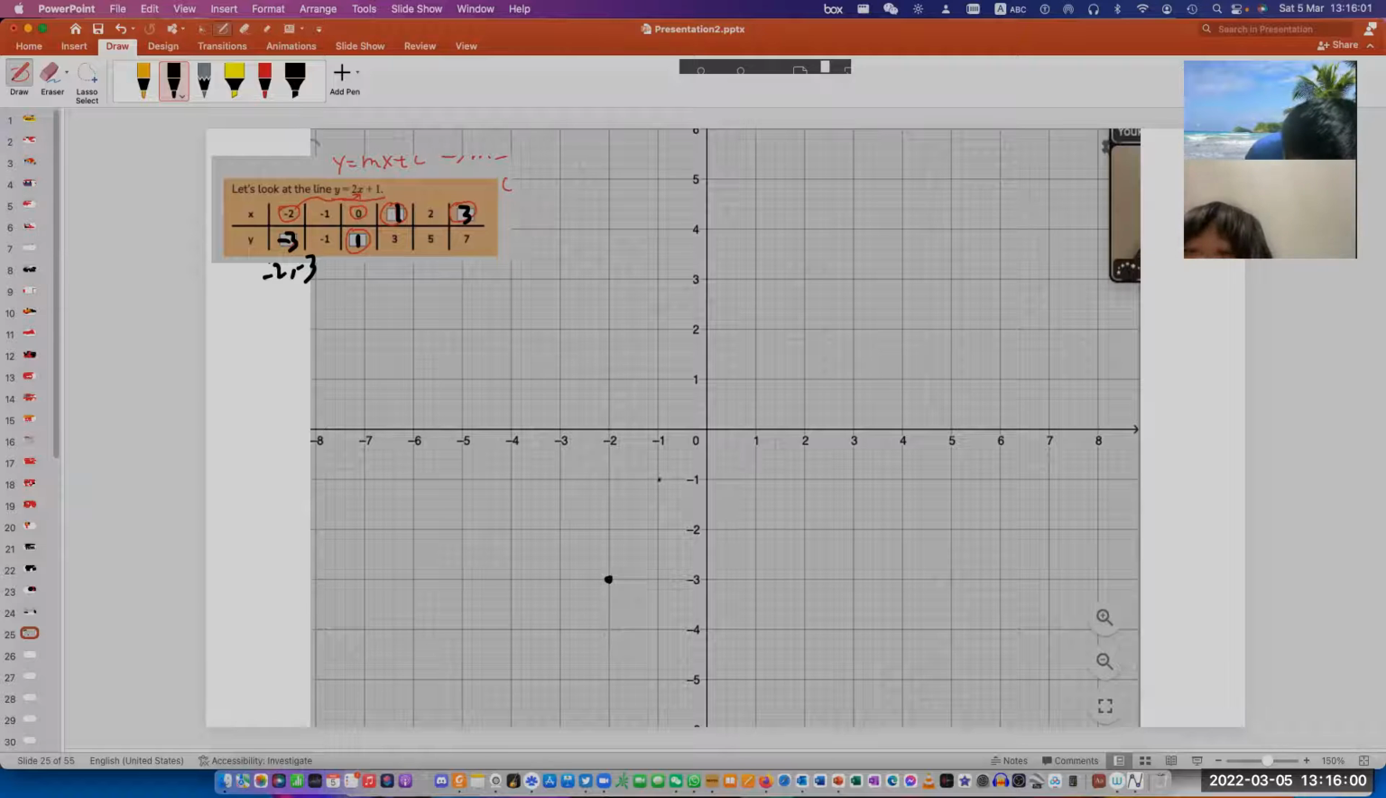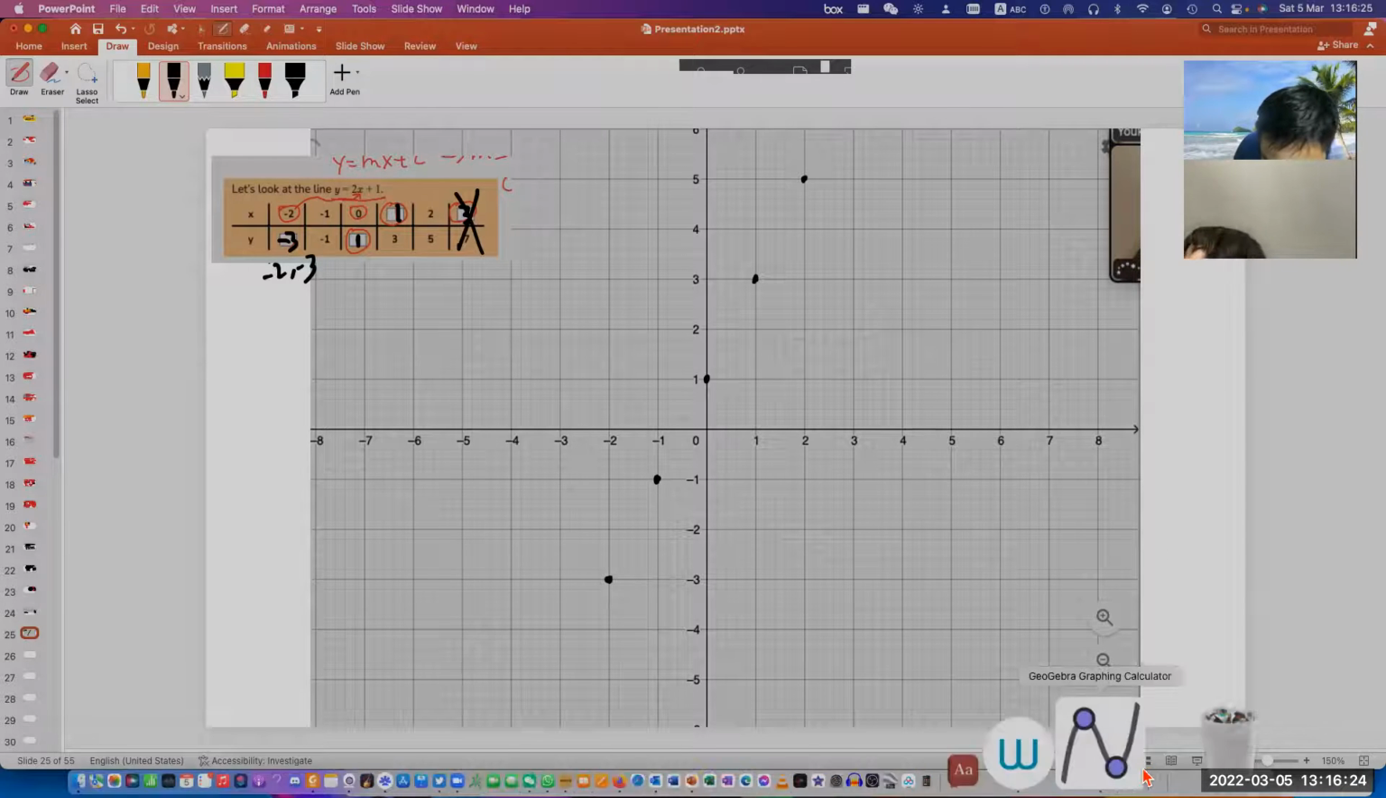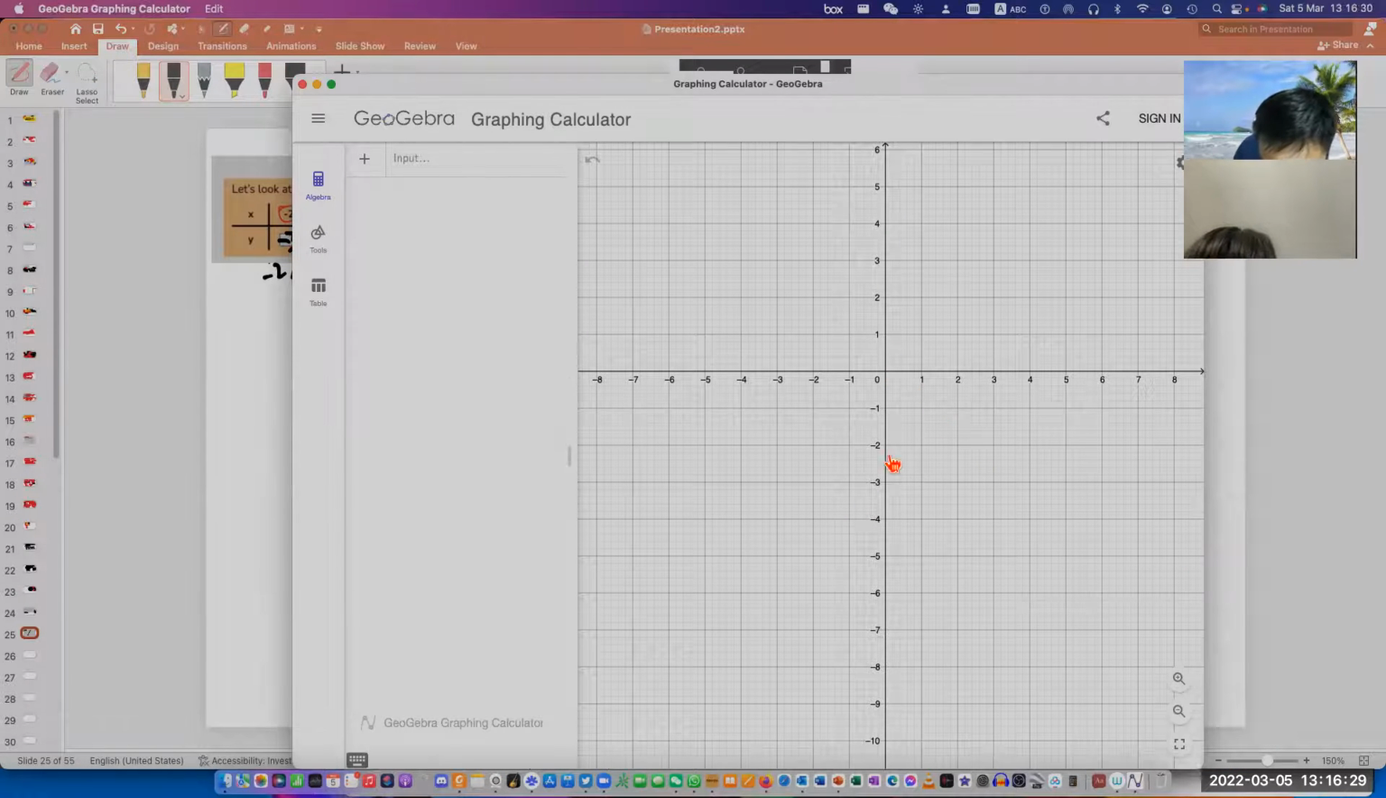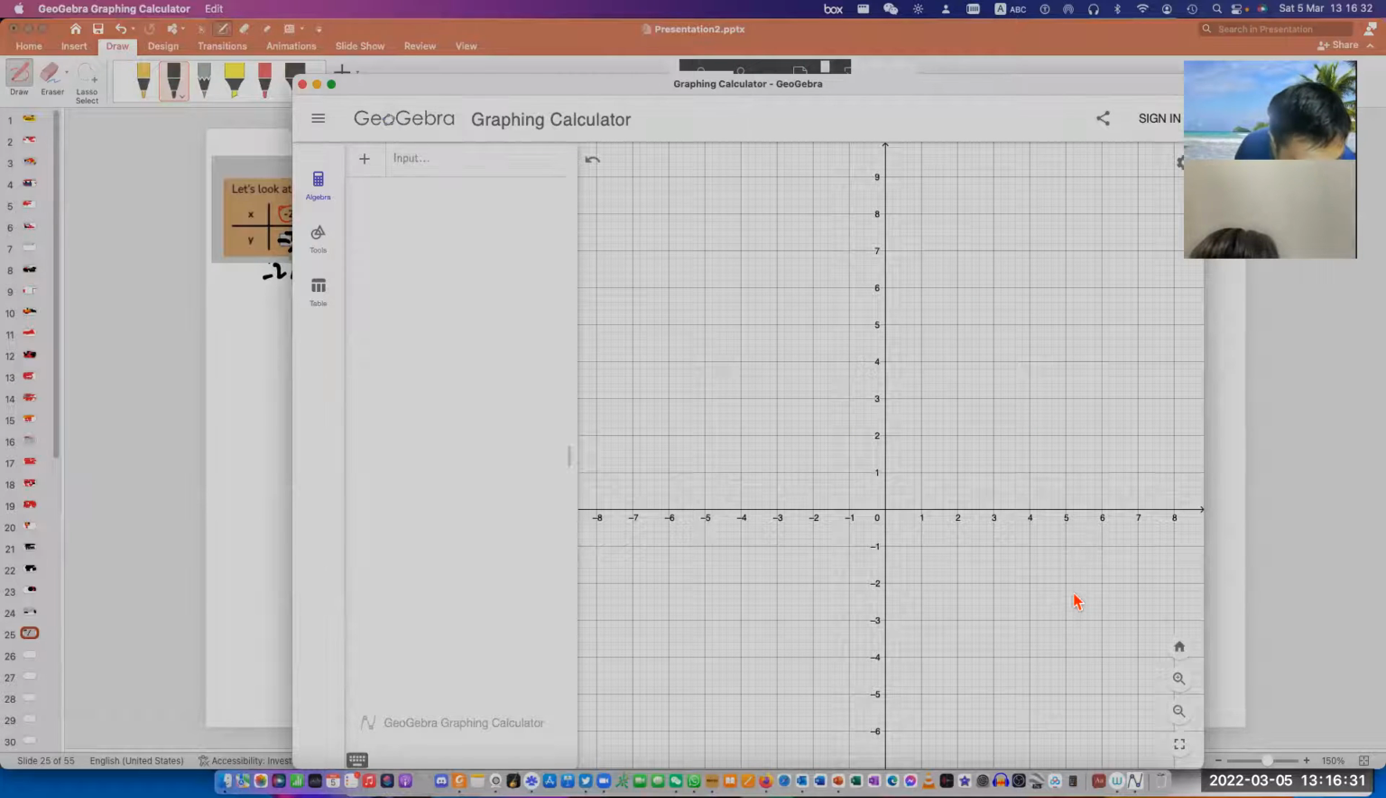Minus 1, minus 1. 0 and 1. 1 and 3. 2 and 5. By the way, it looks like it goes out of the paper, so I will skip the last point. But when you draw it, you need to draw the entire thing. Meaning when I cropped just now, I should have cropped more. Let me just crop more.